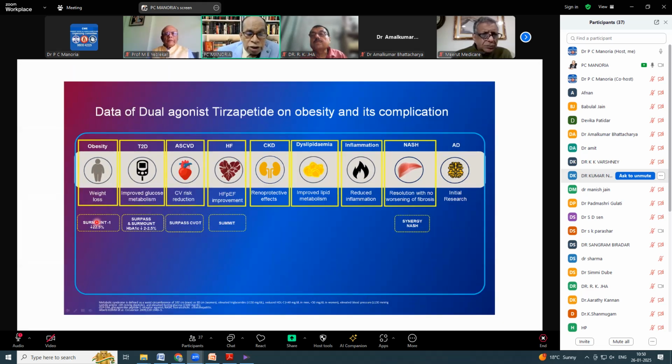SURMOUNT showed reduction. One trial showed reduction in weight by 22%. We have these trials of SURPASS and SURMOUNT. And for ASCVD, SURPASS CVOT is ongoing. For HFpEF, we have the SUMMIT trial and some trials with NASH.